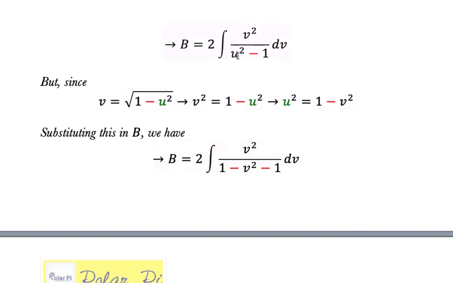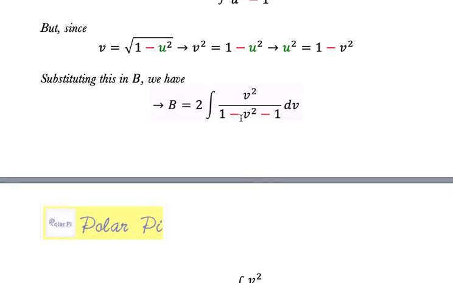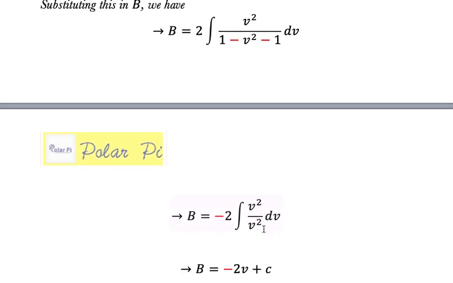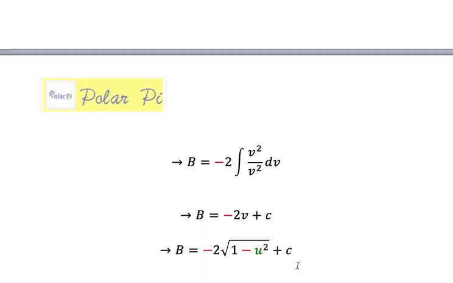Okay, now, since this u squared is 1 minus v squared, right here I have 1 minus v squared replacing the u squared, and then you get 1 minus 1 here. That's going to cancel, right? And so you have v squared over negative v squared. Okay, so we throw the negative from the negative v squared in front of the integral with the 2, and we get this. Otherwise, what we've got is integral of v squared over v squared, and that's just going to be 1 dv. The integral of 1 dv is just v, but we've got the minus 2 there, so we get minus 2v and then plus c, right?